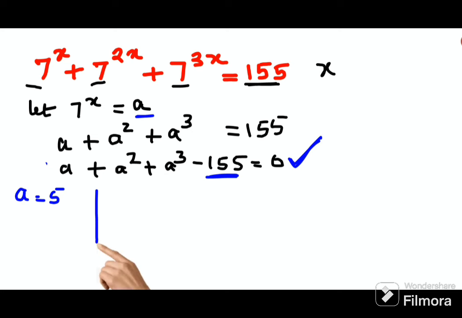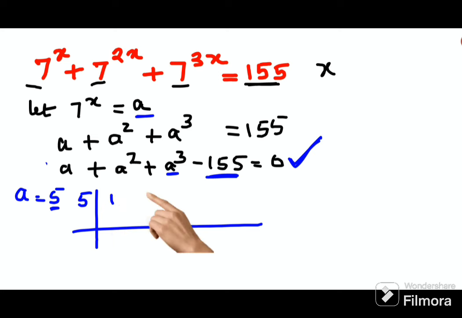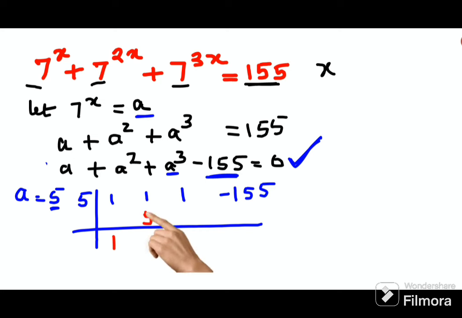Now let's try and find the rest of the values of a. For that, we'll do synthetic division. Put this particular value of a, which is 5, and then take the highest power coefficient, that is 1 over here. Similarly, a square is also 1, a is also 1, and then we have 155. Okay, then we'll take this 1 directly down. Then we'll multiply 1 and 5, we get 5. Okay, and then we will add them.